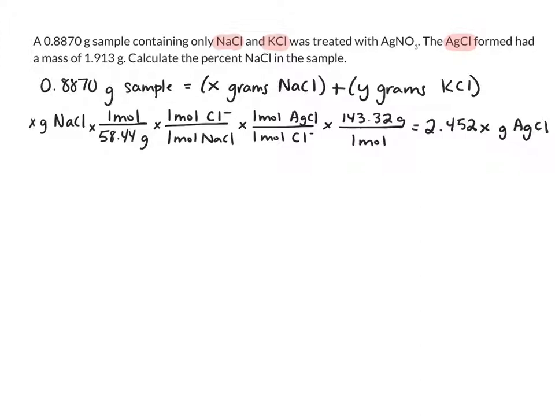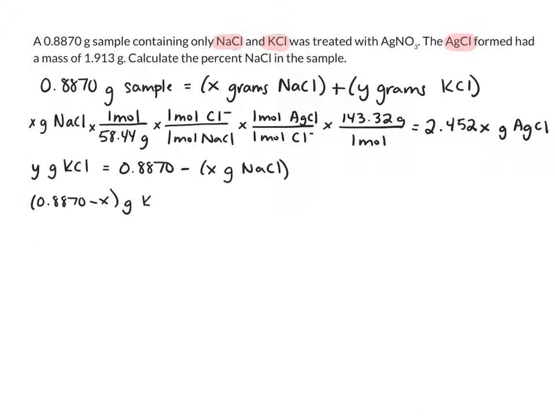I'm going to do the same thing for the potassium chloride, but I don't want to use Y here. So instead, I'm going to rearrange my equation to solve for Y. So my Y grams of KCl is 0.8870 minus the X grams of the sodium chloride. So when I do this math, Y is now 0.8870 minus X grams of KCl.